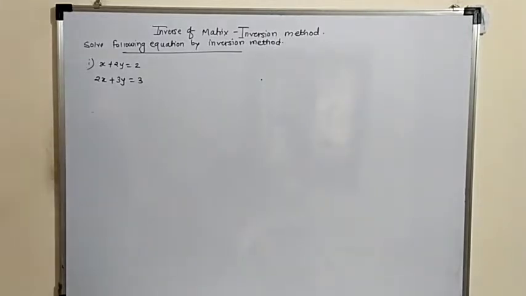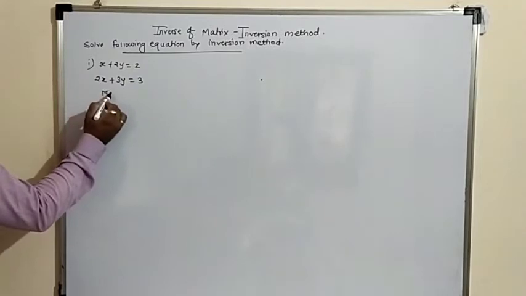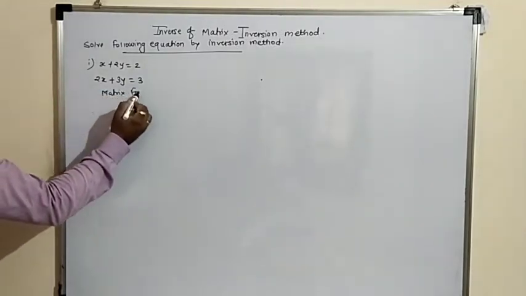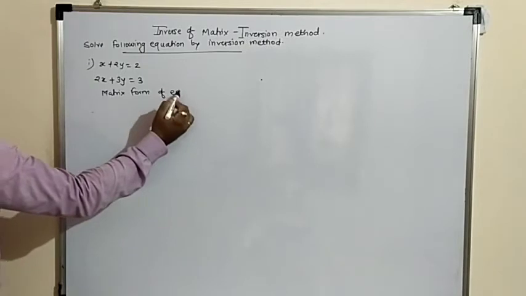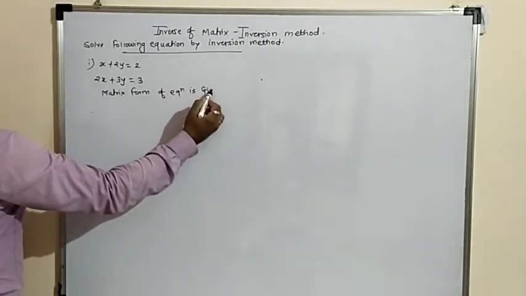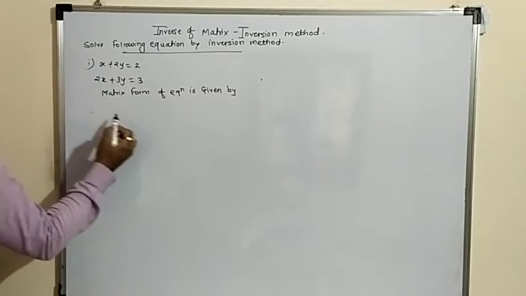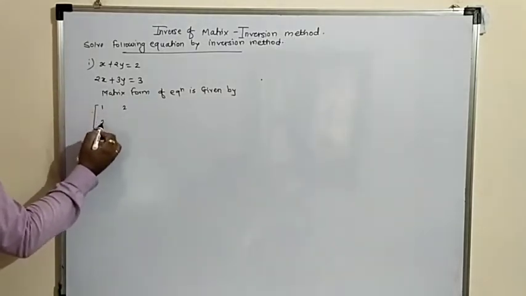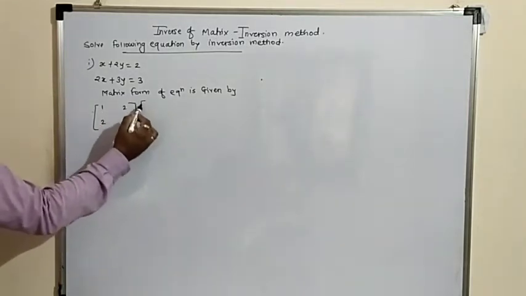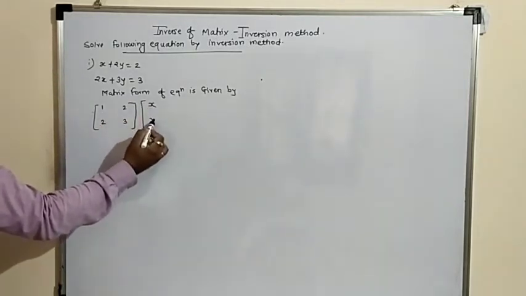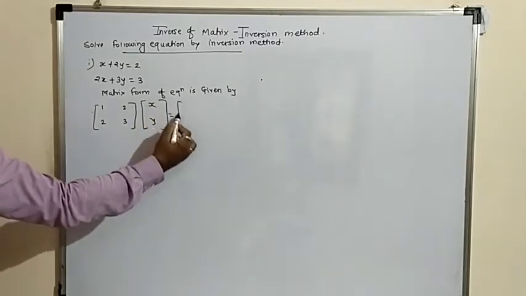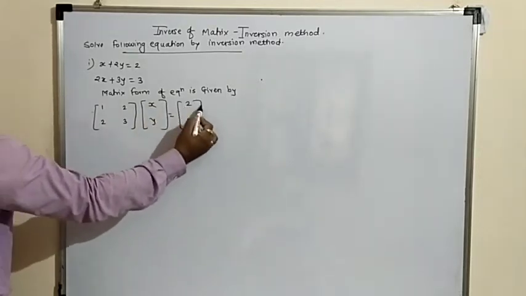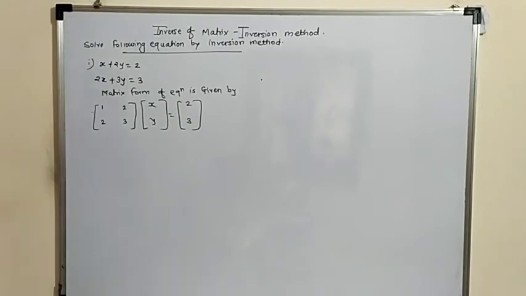So, the matrix form of the equation is given by: what is the coefficient of x? It is 1, y is 2, then 2, 3. Capital X is small x, small y, is equal to 2, 3. This is nothing but the matrix form of the equation.